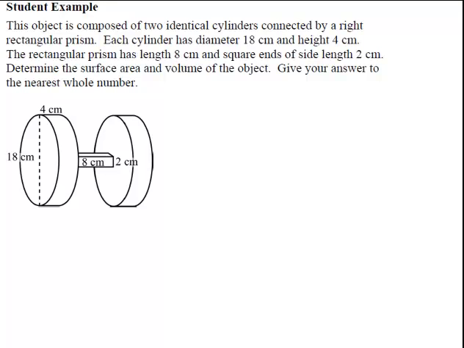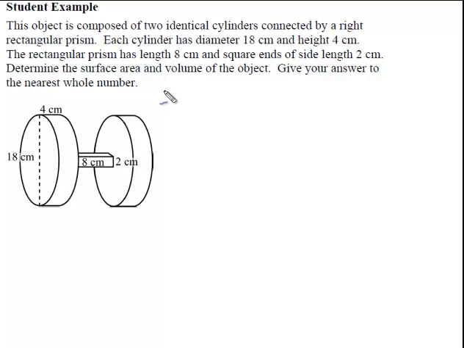Unit 5, Lesson 7, Student Example Number 1. This object is composed of two identical cylinders connected by a right rectangular prism. Each cylinder has a diameter of 18 centimeters and a height of 4 centimeters. The rectangular prism has a length of 8 centimeters and square ends of side length 2 centimeters. Determine the surface area and volume of the object. Give your answer to the nearest whole number.